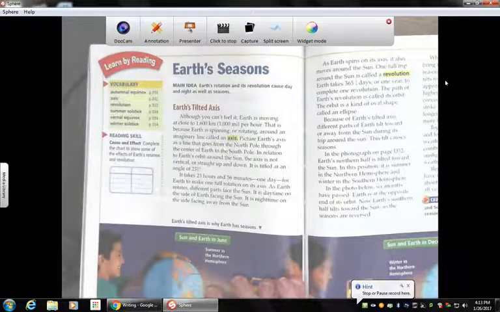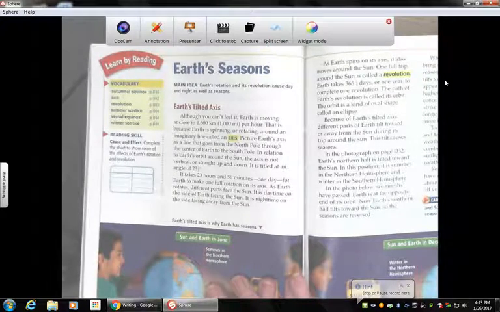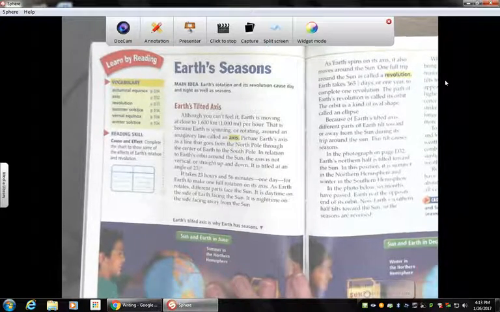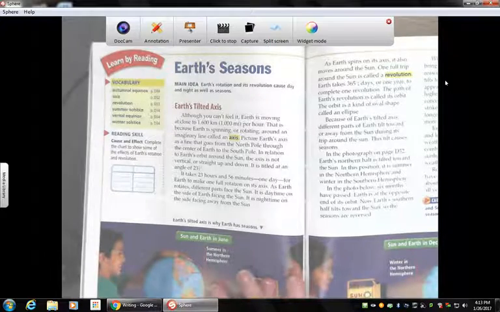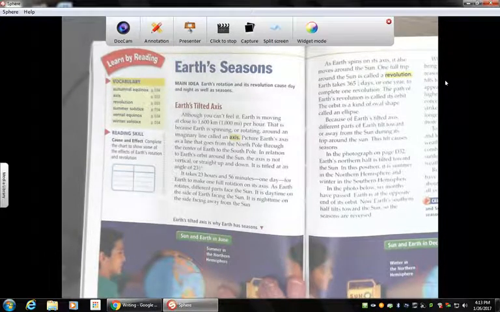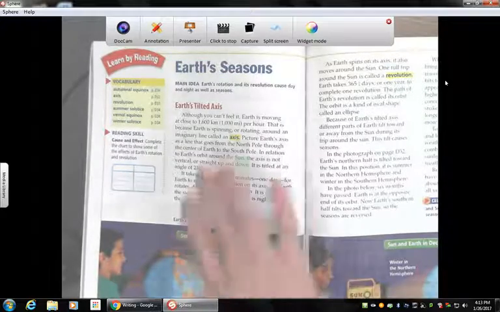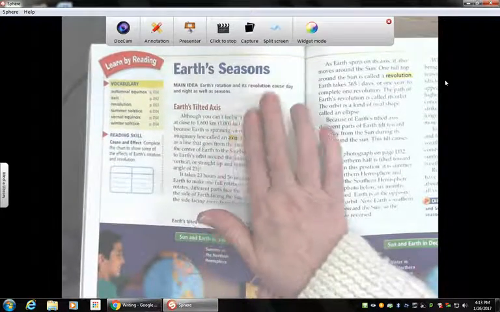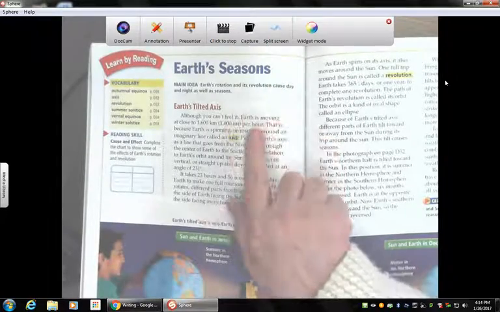We did our projects, which were amazing, and we're going to look closer at exactly how rotation of the Earth and the axis of the Earth lead to the seasons. So the main idea is Earth's rotation and its revolution cause day and night as well as seasons.